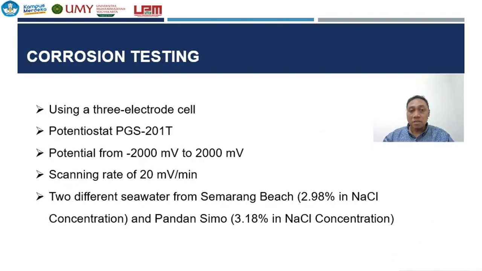The corrosion testing was conducted using electrolysis, employing a 3-electrode cell with a potentiostat, PGS201T. Prepared specimens were positioned within the electrochemical cell, fully immersed in seawater and connected to the potentiostat. The potential was varied from minus 2000 millivolts to 2000 millivolts at a scanning rate of 20 millivolts per minute to measure the intensity of the corrosion current.